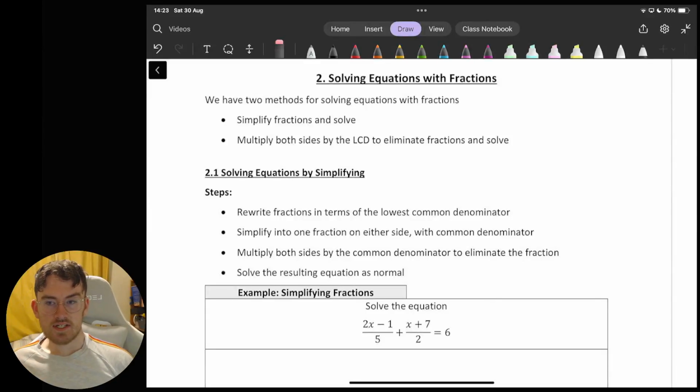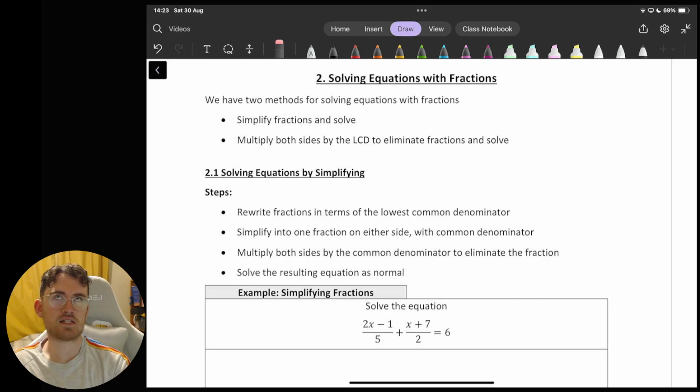Okay, so we've looked at simplifying fractions, we've looked at adding and subtracting those fractions in terms of expressions. What I now want to look at is how would I solve equations with fractions? So obviously these are going to be questions where the overall fraction expression is equal to something. It could be another fraction expression, it could be a number, just depends on the question here.